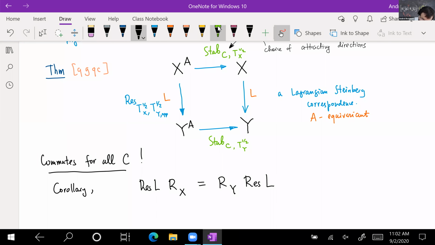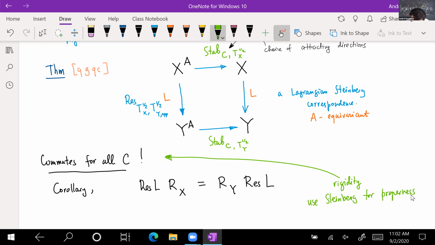And how do you prove this? Well, basically stable envelopes are made to prove things by rigidity, and this is a rigidity computation. And how do you compute it by rigidity is that you use Steinberg for properness, and then send the variables, send A in A to infinity. And this is to say you want to prove that this arrow equals that arrow. To prove two arrows are equal.